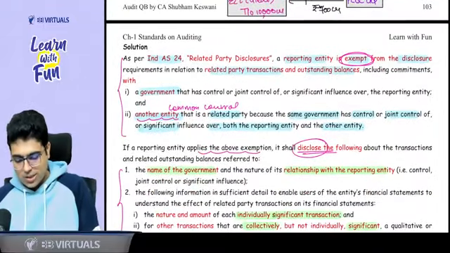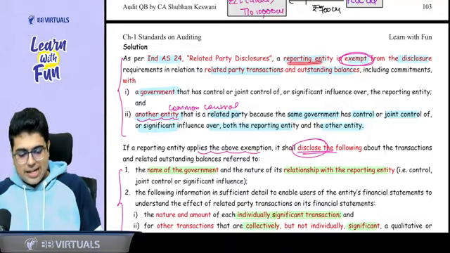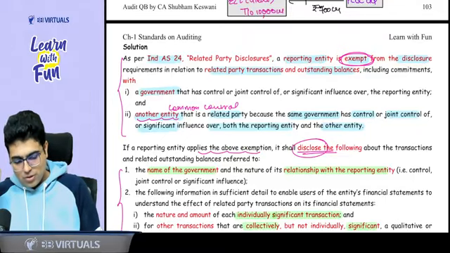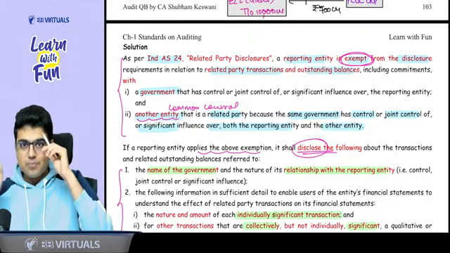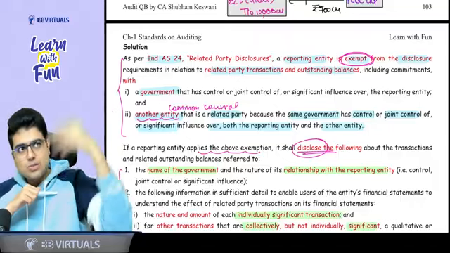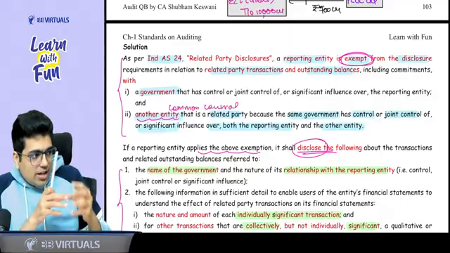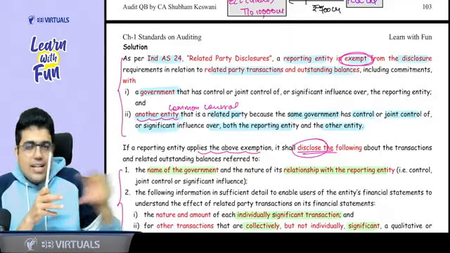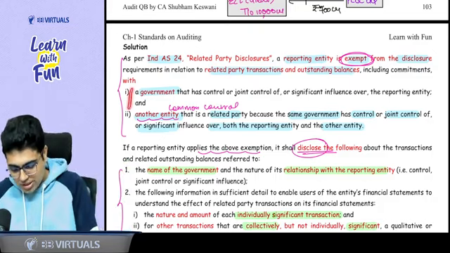First of all, start your answer with Ind AS 24. That your client, meaning the reporting entity, is exempt from the disclosure of related party transactions and balances with any government. That means if you are having any related party transaction or any related party balance with the government, that doesn't have to be disclosed. Similarly, if you are having any transaction or balance with an entity under common control, that doesn't need to be disclosed. So these two things you write.